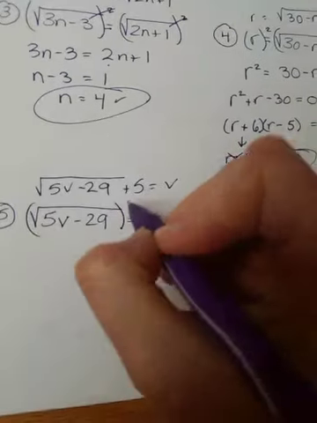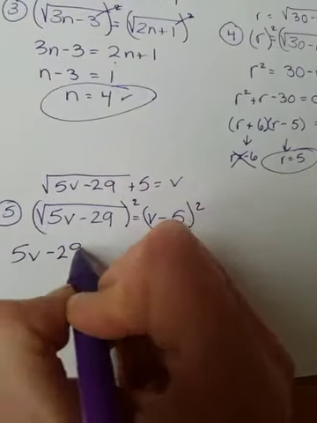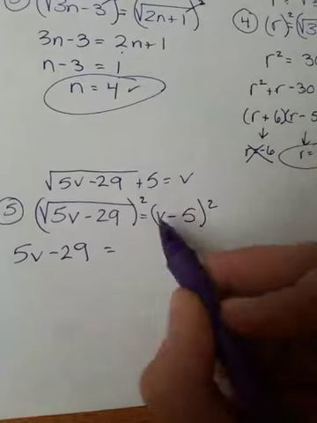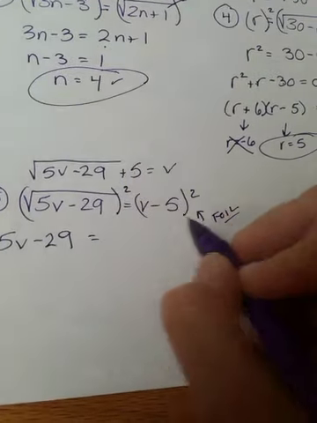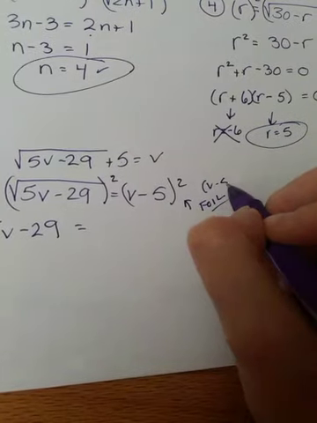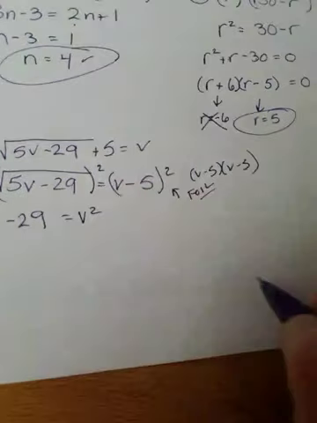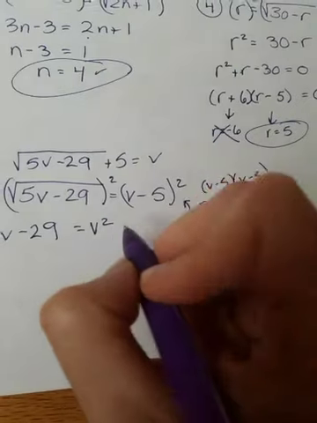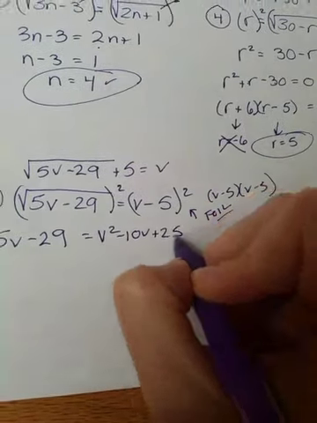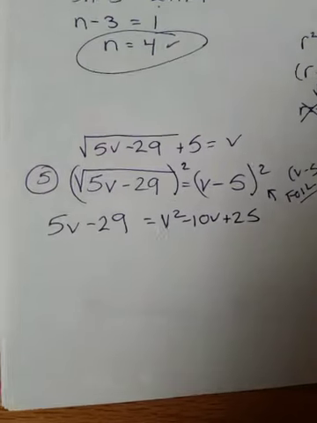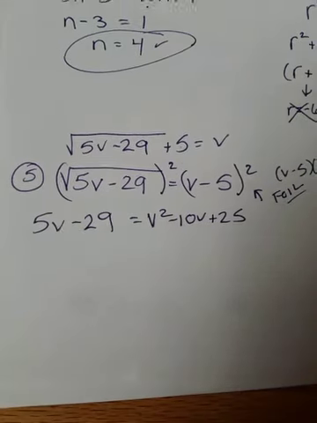Now I square both sides. On the left, you get 5v minus 29 equals, hey guys, you really need to FOIL this. You don't just distribute it in. So you're really doing v minus 5 times v minus 5. That's going to be v squared minus 5v, which is negative 10v plus 25. So again, you have a v squared. That means you've got to get everything to one side.